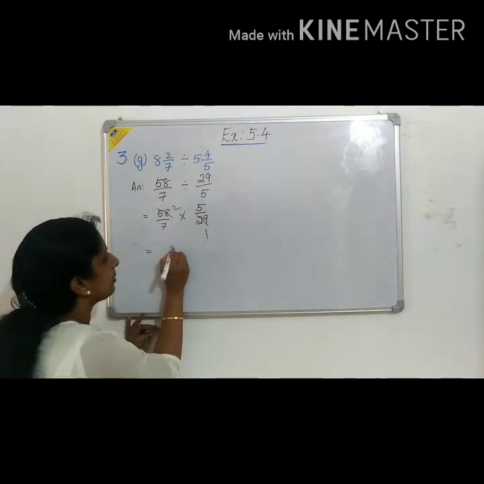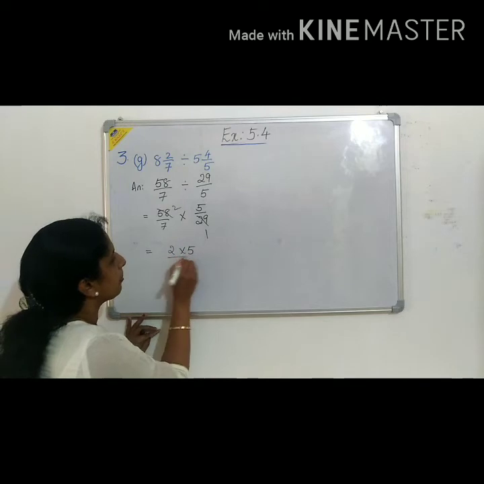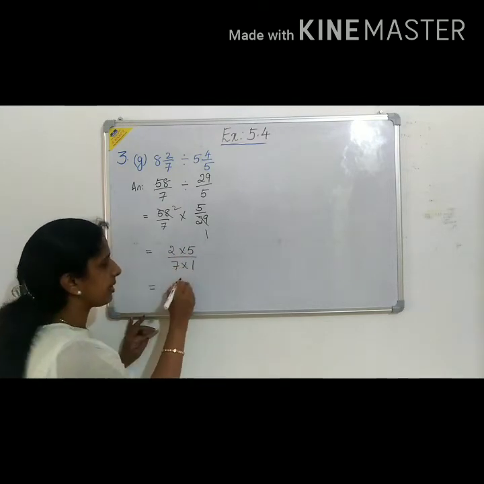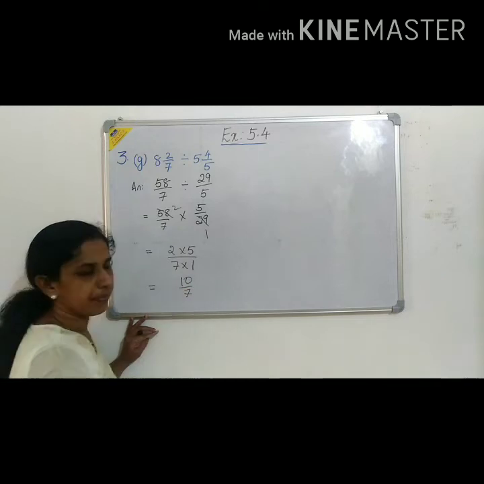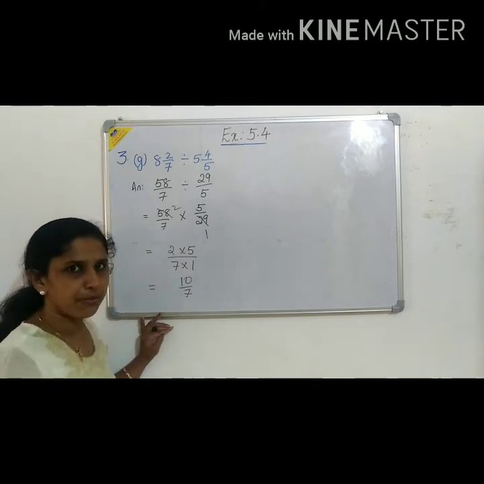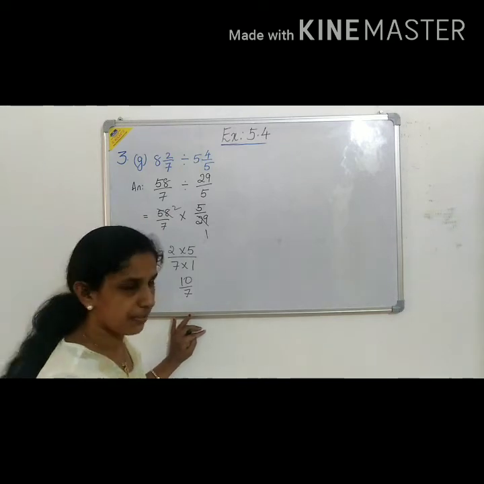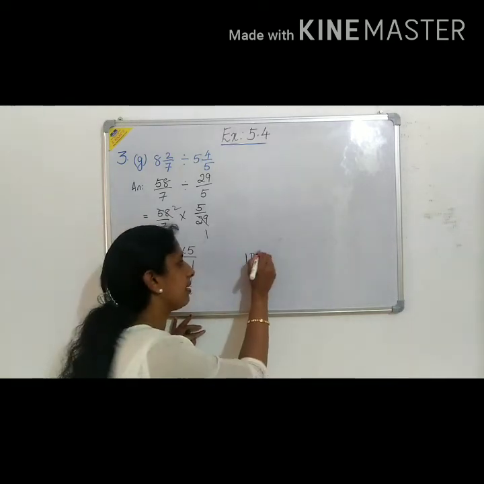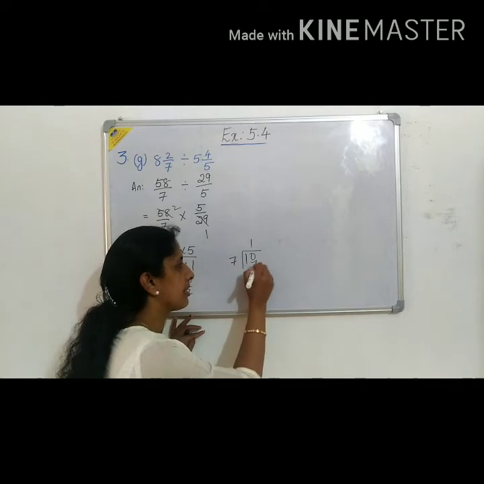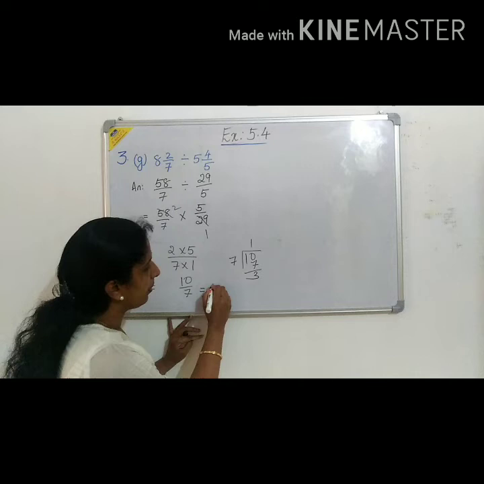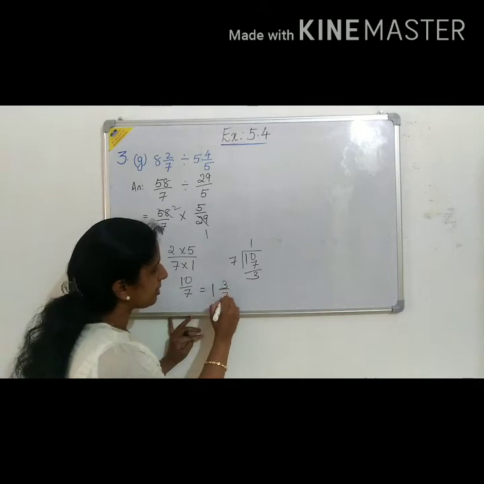So this is equal to 2 into 5 by 7 into 1. This is equal to 2 5s are 10, 10 by 7. This 10 by 7 is an improper fraction, so we can convert it into a mixed fraction. That is 10 divided by 7. 1 7 is 7. Remainder is 3. So this is equal to 1 3 by 7.